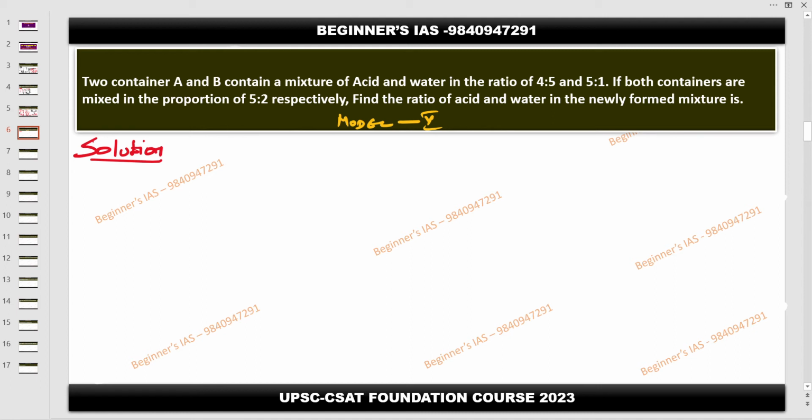LCM, see, we have not yet started number system, all that we will start. Number system, 1 month complete number system we will see.